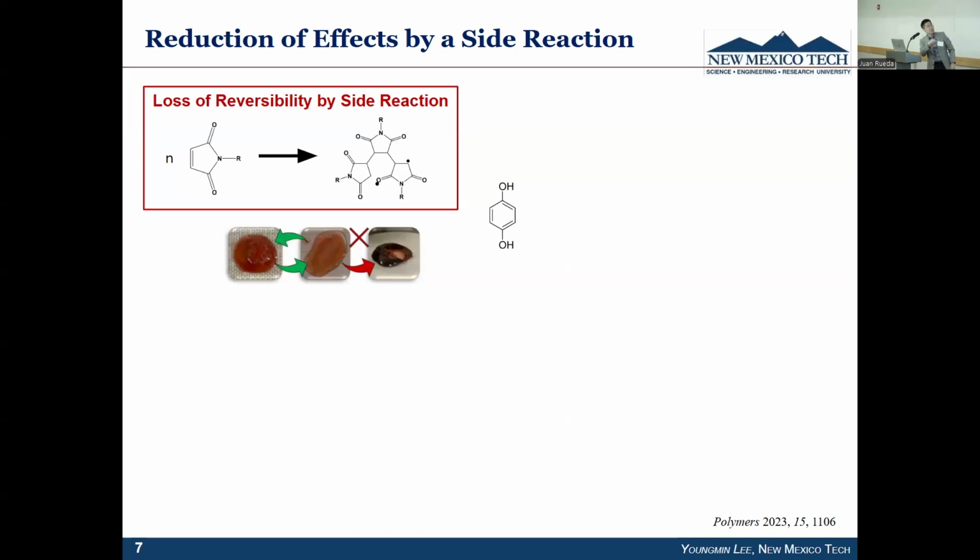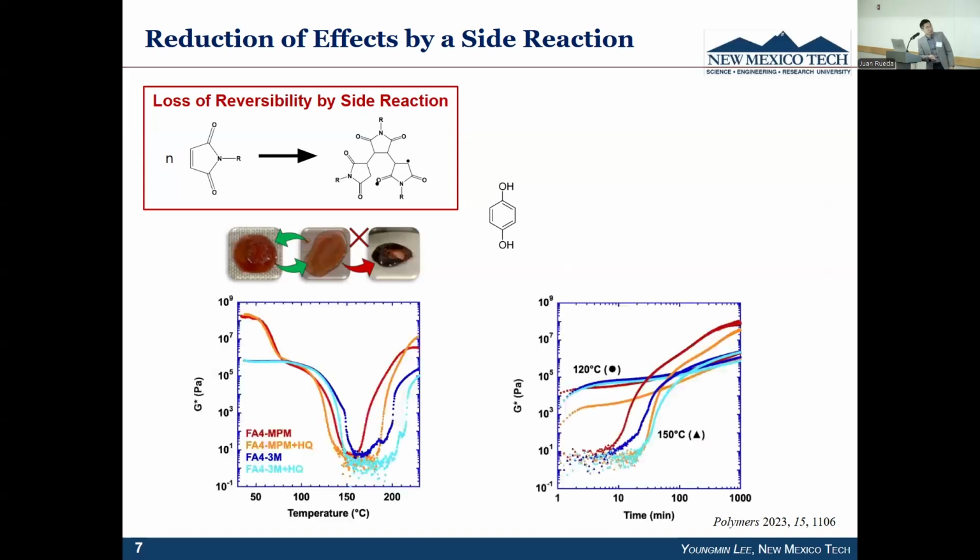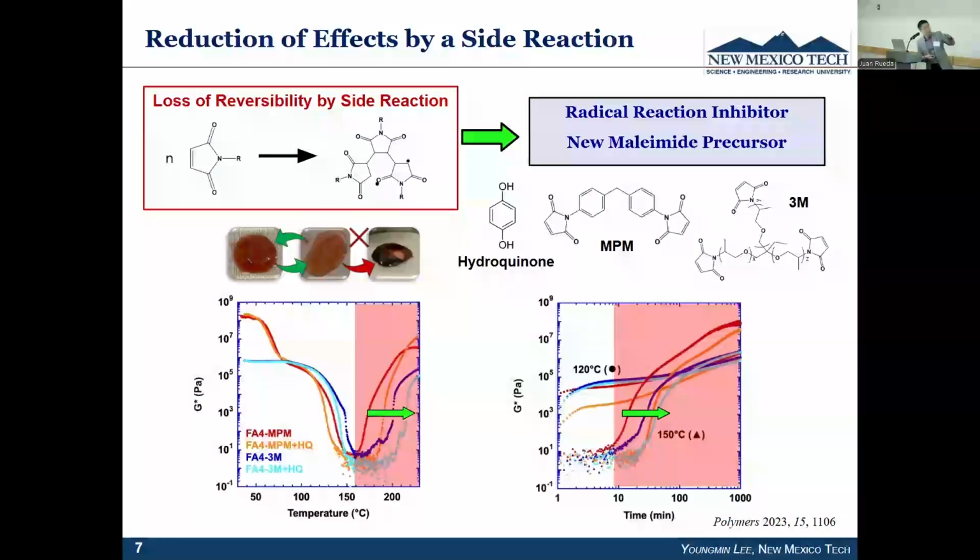So then they form another type of structure, but that structure is non-reversible. So gradually we lost their recyclability. Okay? And in this project, we use two approaches. First, we include a radical inhibitor, because this reaction is initiated by a radical mechanism. So we introduce the radical inhibitor, or we use a different structure of maleimide precursor.